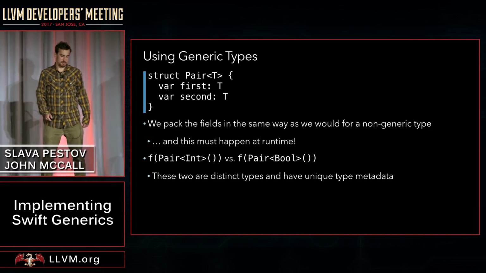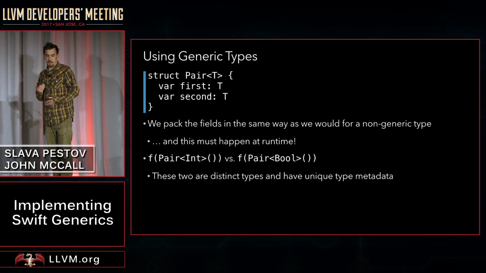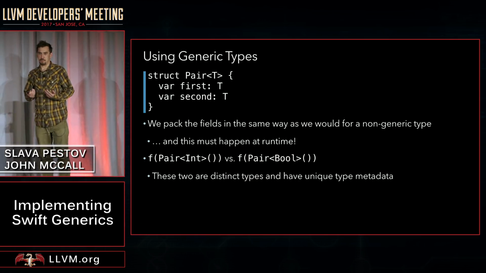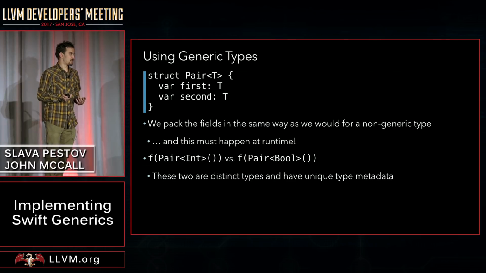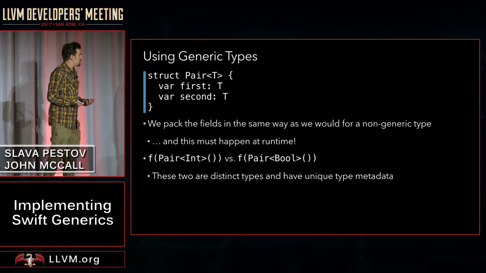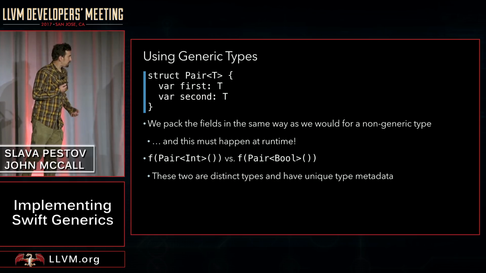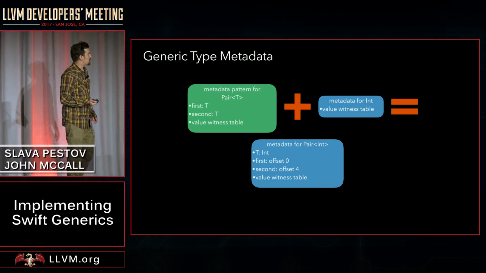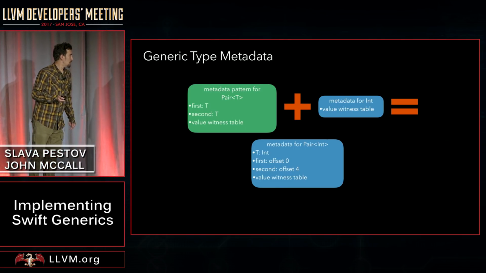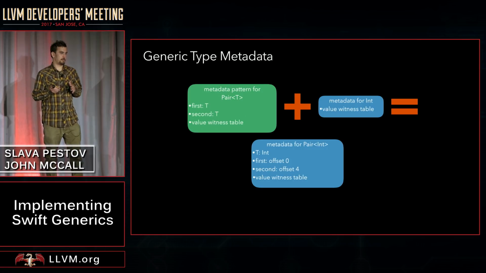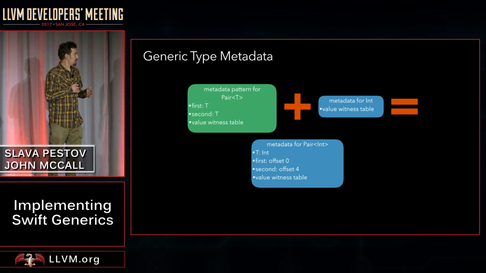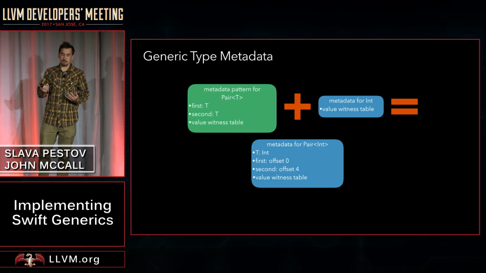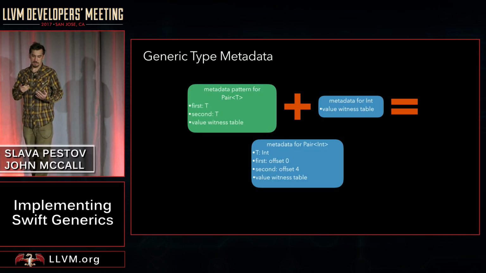OK, but what about generic types? So we already saw how different instantiations of generic types are distinct. So it's no longer sufficient to just emit a single global metadata symbol that describes all pairs of t. Instead, you have to construct the metadata at runtime. So this works by having the compiler emit what we call a metadata pattern for pairs of t. And the metadata pattern describes the layout of a pair abstractly in terms of the type parameter t.